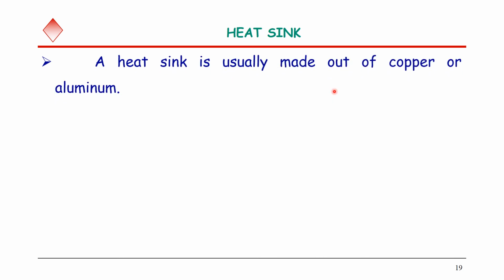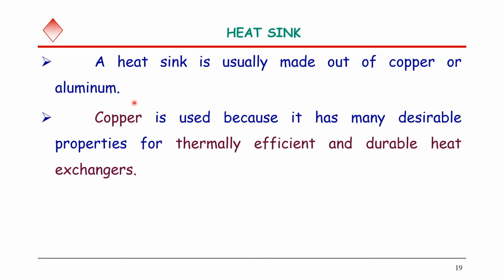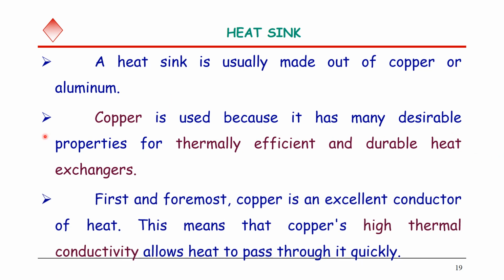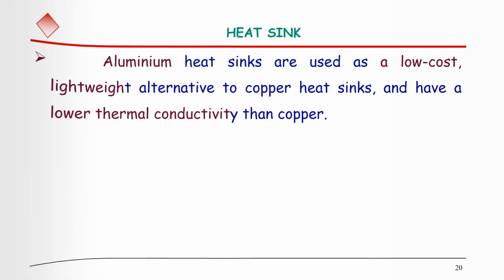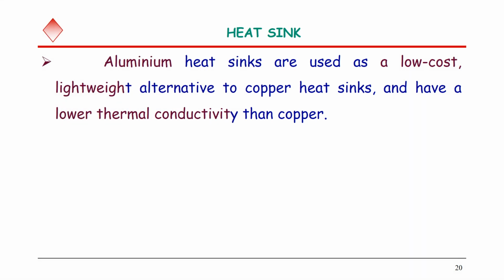Generally, a heat sink is made of copper or aluminum, but we prefer a heat sink made of copper because it is a very thermally efficient and durable heat exchanger. Moreover, copper has a high thermal conductivity, which allows heat to pass through it quickly. The aluminum heat sink is low cost and lightweight. Even then, we prefer the copper heat sink because of the lower thermal conductivity of aluminum compared to copper.